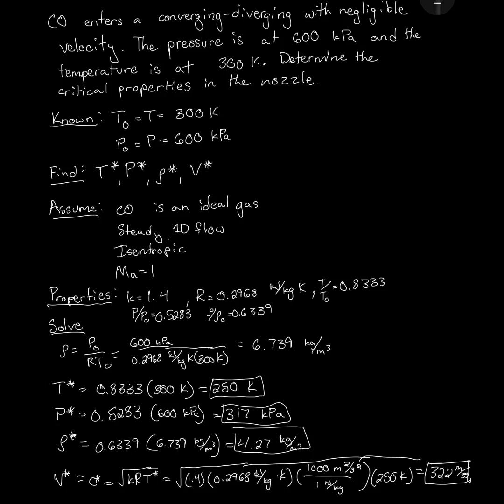For velocity, it's equal to the critical c, which is equal to the square root of k R times the critical temperature. So we do the calculations there, adding a unit conversion of 1,000 meters squared per second squared over 1 kilojoule per kilogram, and we get 322 meters per second for the critical velocity.